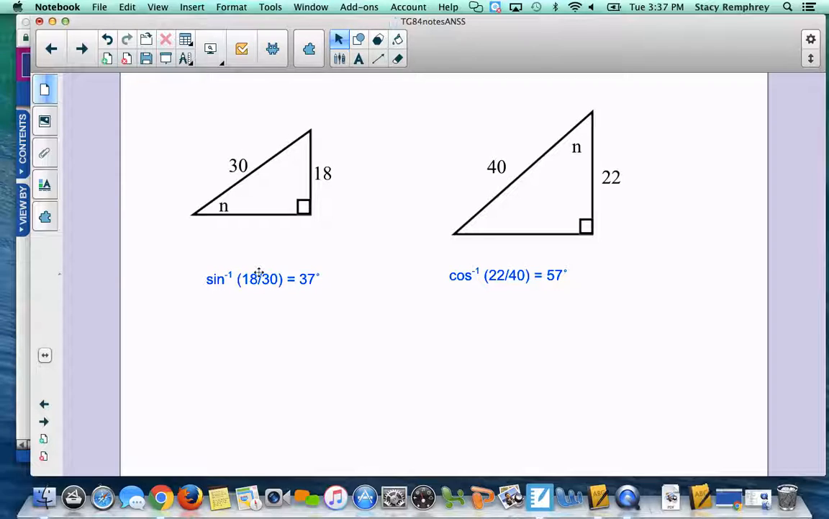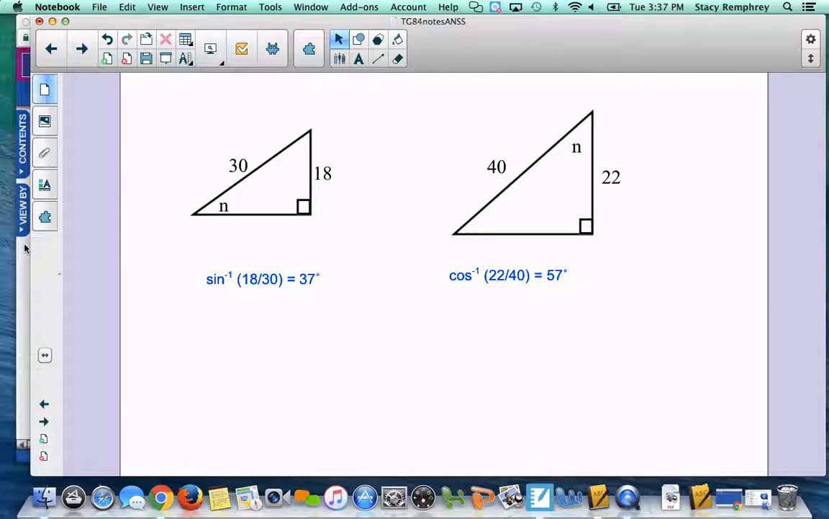Sine. So if I'm looking for an angle, you can write this down if you want. Whenever you look for an angle, that's when you use your inverse, or your -1, sine to the -1. Again, you're telling your calculator, here's the ratio, what's the angle that goes with it. So you type this exact thing into your calculator.